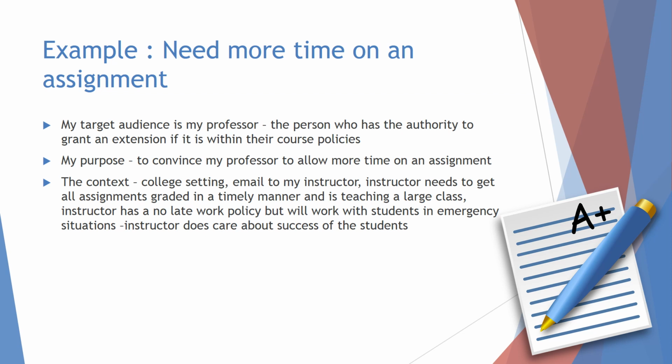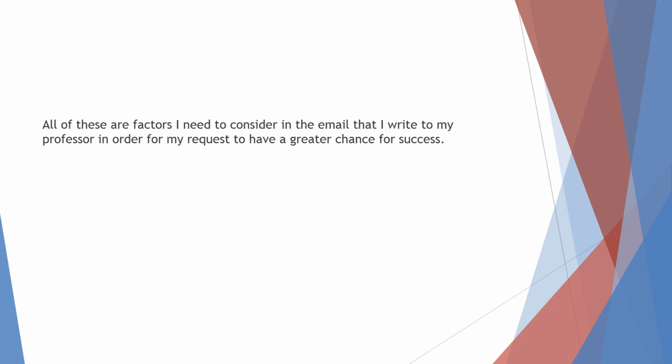So I need to evaluate, do I have an emergency situation that would be reason enough for the teacher to give me an extension? Also, I've got to keep in mind the instructor does care about the success of the students. So when I'm writing it, I shouldn't sound like I'm expecting them to slap me in my face for asking this. I should assume they care about me and what I'm needing at that moment, right? So all of these are factors I need to consider in the email that I write to my professor in order for my request to have a greater chance for success.